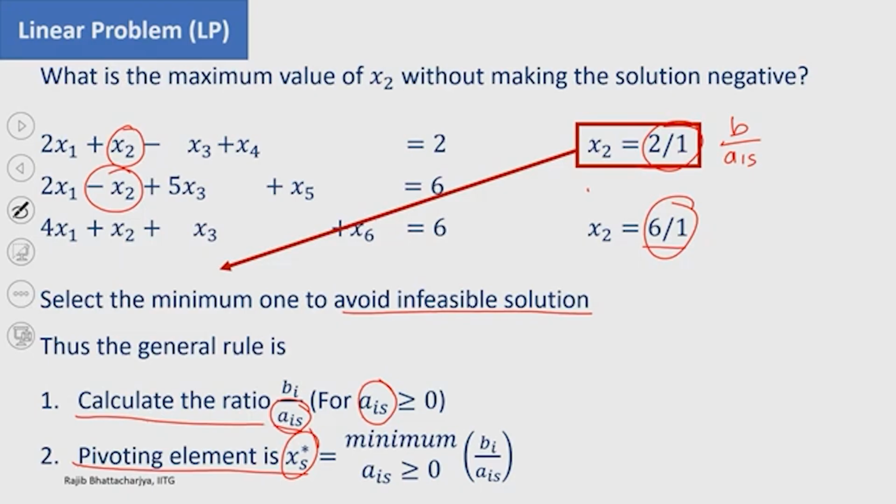The second rule is that we will calculate the ratio between the right hand side b i divided by a i s for all these three equations, and we will select the minimum one.